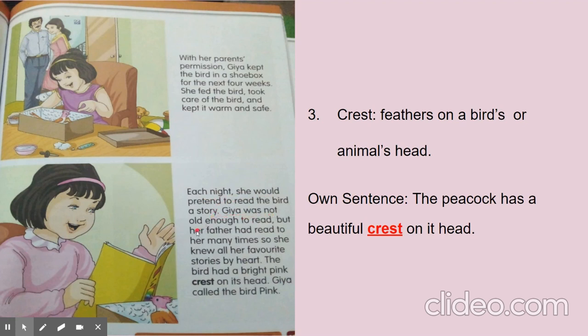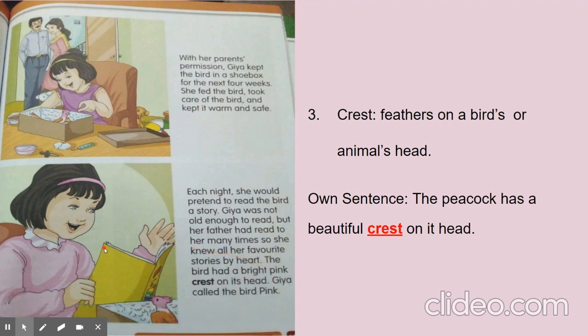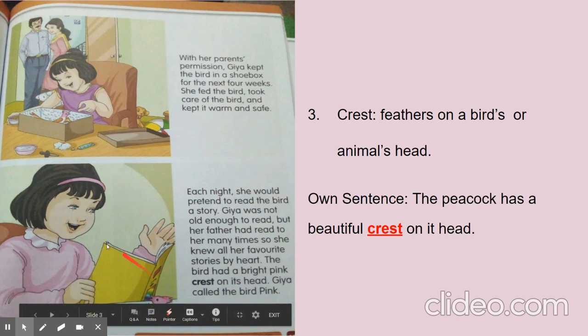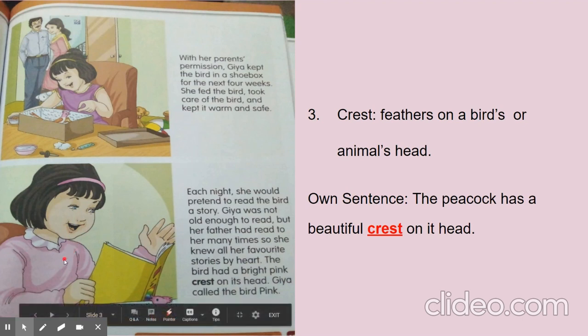Giya was not old enough to read, but her father had read to her many times, so she knew all her favorite stories by heart. She might not know how to read the story, but she knows the content of the story. She used to tell the same stories to the bird every night. How does she know? Because her father used to read the same stories every night to Giya also.